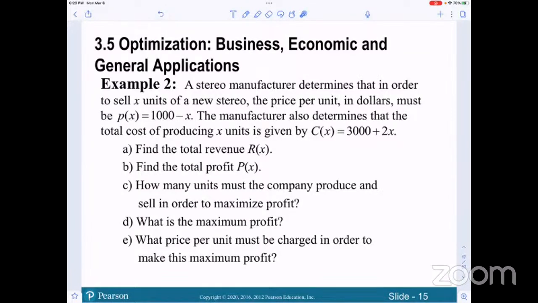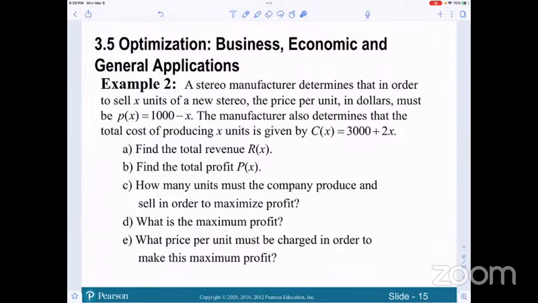Find the total revenue. Find the total profit. How many units must the company produce and sell in order to maximize the profit? So we want to maximize the profit once we find it. What is the maximum profit? And what price per unit must be charged in order to make this maximum profit?